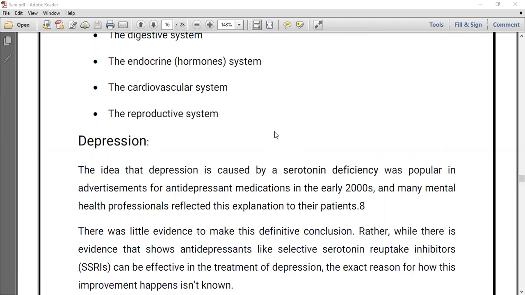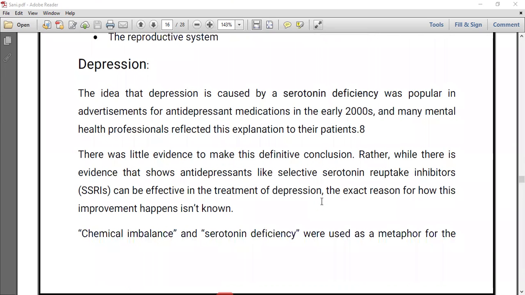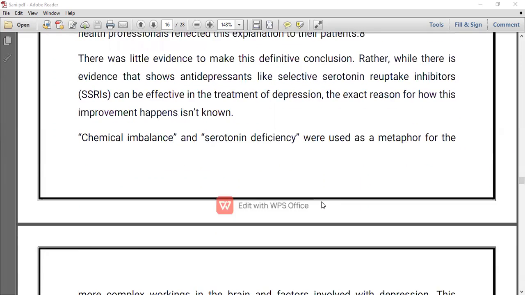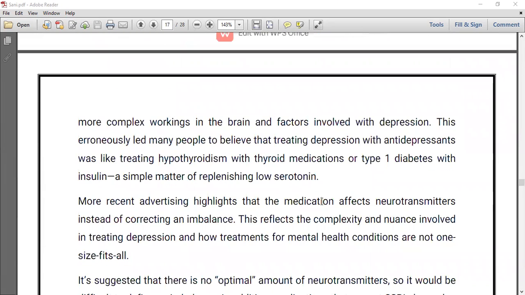The idea that depression is caused by serotonin deficiency was popular in advertisements for antidepressant medication in the early 2000s, and many mental health professionals explained it this way to their patients. The chemical imbalance and serotonin deficiency were used as a metaphor for the more complex workings in the brain and the factors involved with depression. This originally led many people to believe that treating depression with antidepressants was like treating hypothyroidism with thyroid medication, or type 1 diabetes with insulin, a simple matter of replacing low serotonin.